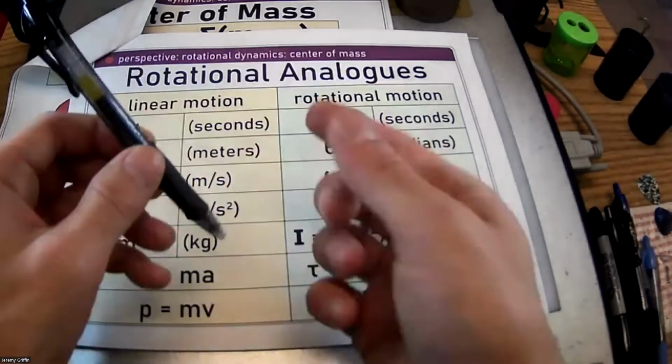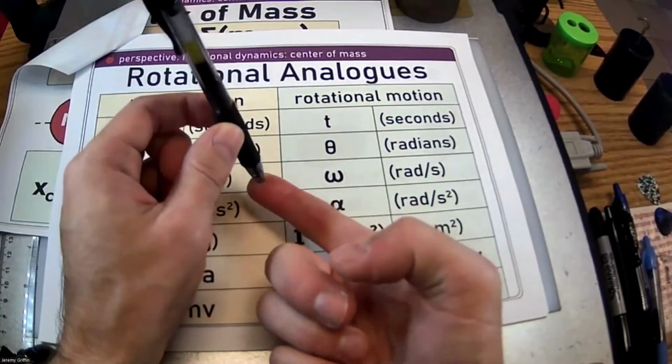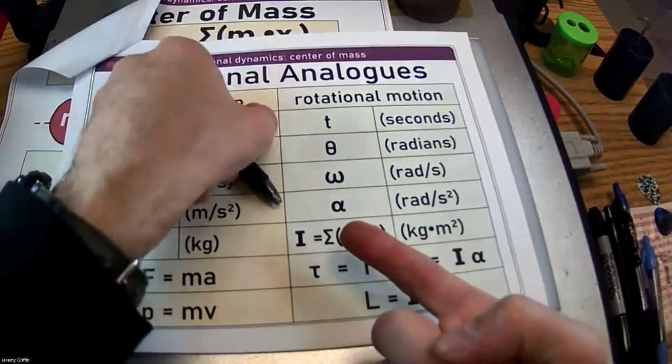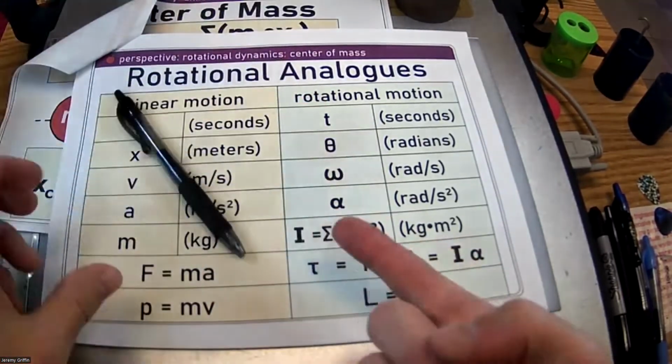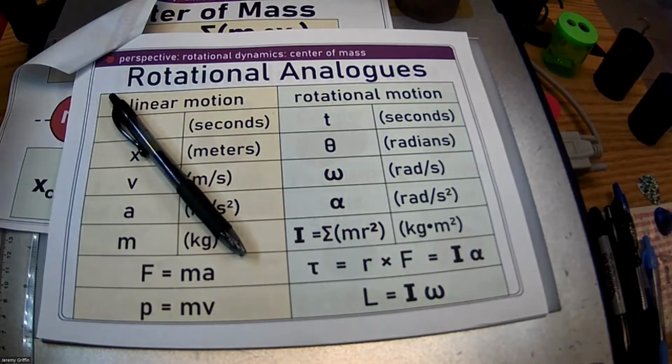How about this example? Do you guys have a pencil or a pen? If you try to balance it on your finger, can you do that? Can you balance a pen or a pencil on your finger? It's nearly impossible to do, right? I can't do it. I don't know if anybody can. But what about a meter stick?